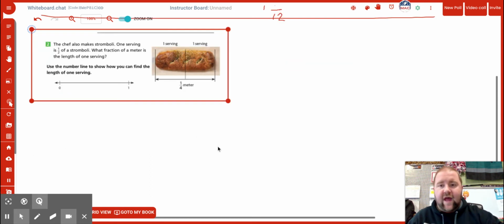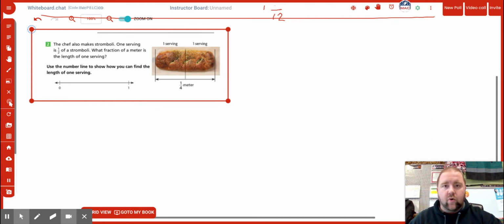Okay, I scrolled down and got this beautiful picture of this stromboli here. I want to go over a real life example, and there's also a part where we're going to talk about the number line. It says the chef also makes stromboli. One serving is half of the stromboli. What fraction of a meter is the length of one serving?